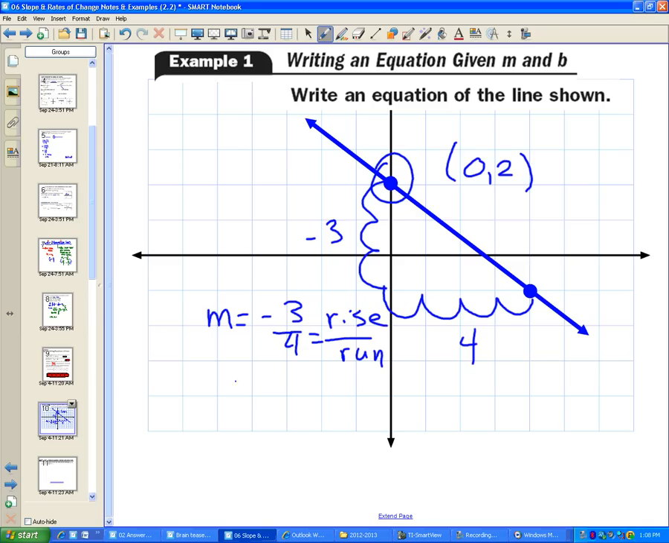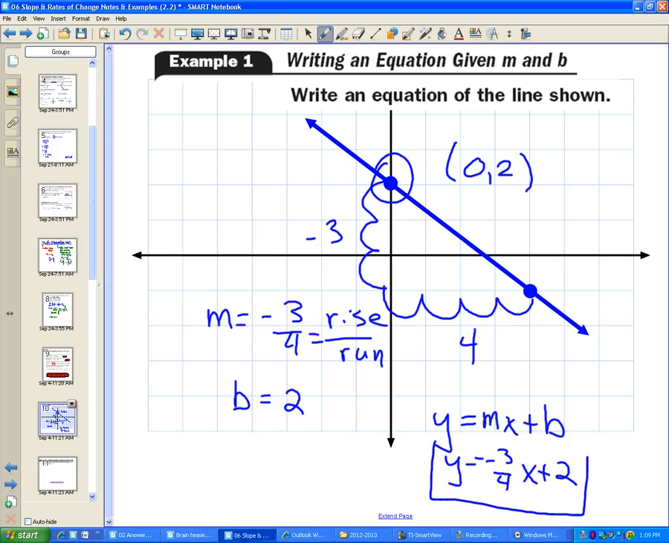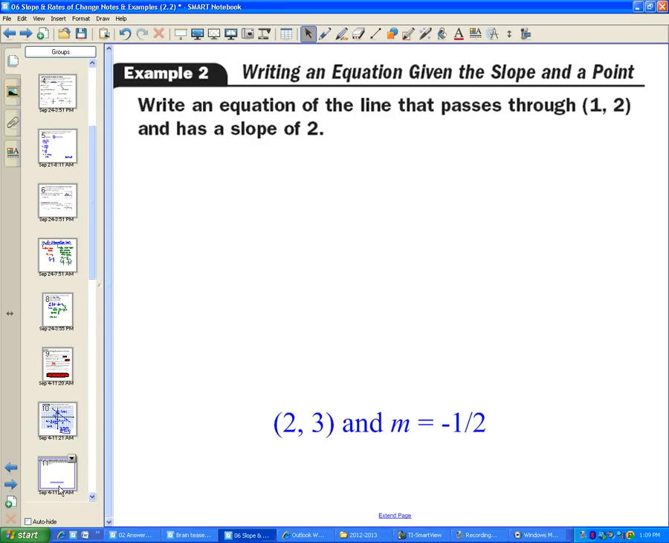So I know my b, like I said, was the coordinate 0, 2, so that's 2. So I have y is equal to mx plus b. So y is equal to negative 3/4 x plus 2. There's my slope-intercept form of my equation. Fairly straightforward. We've done this before. Let's look at a different example. Write an equation given the slope and a point. Write an equation of the line that passes through 1, 2.